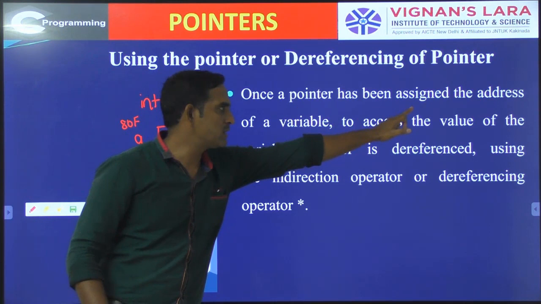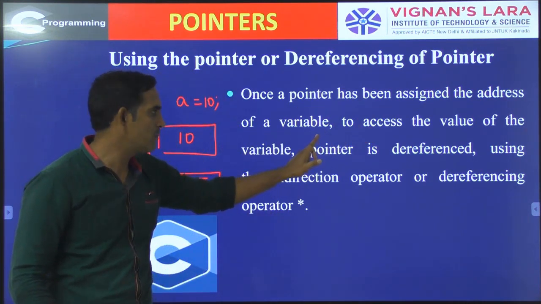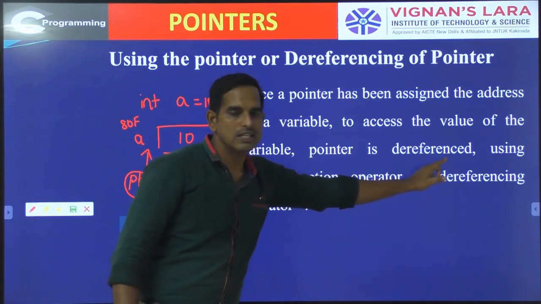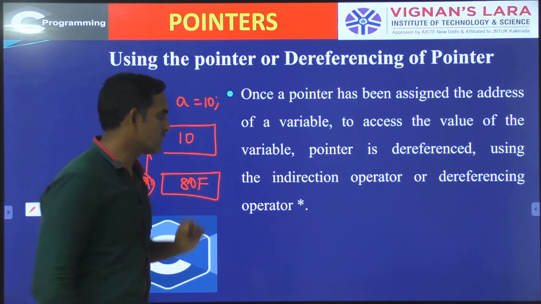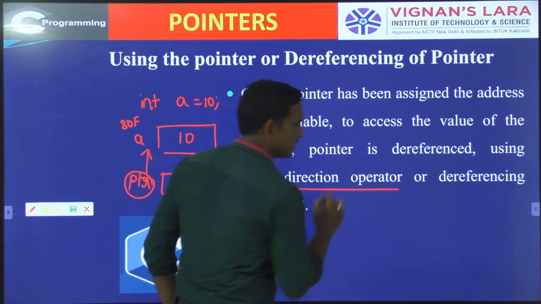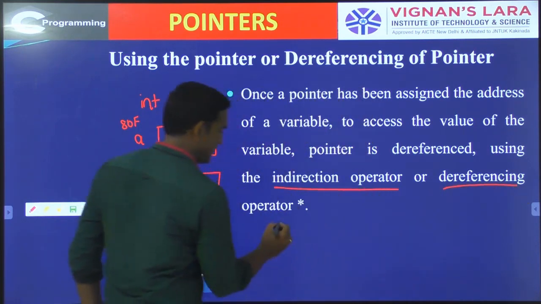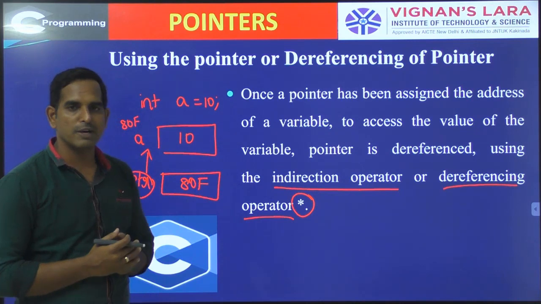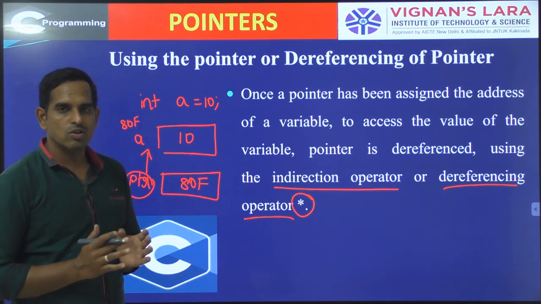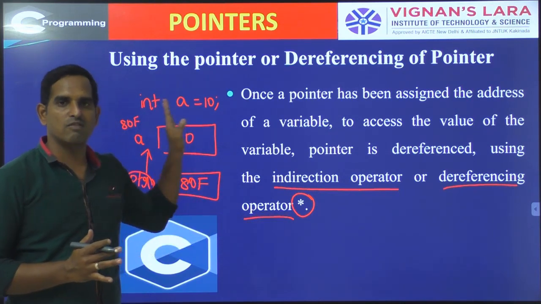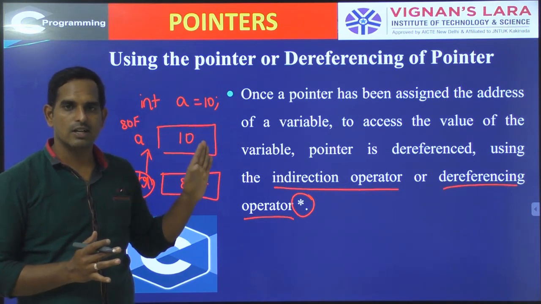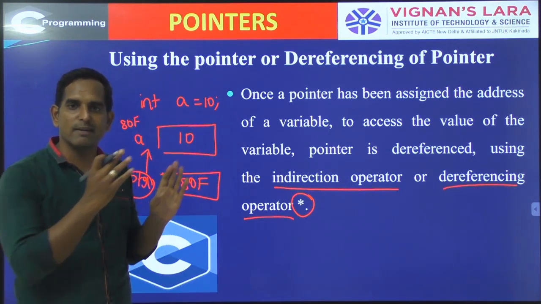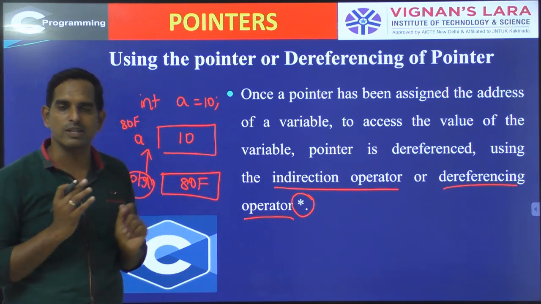Once a pointer has been assigned the address of a variable, to access the value of the variable, the pointer is dereferenced by using the indirection operator or dereferencing operator, star. This star is different from what you have used for the declaration. Remember, your star will have a specific meaning based upon the context you are using.